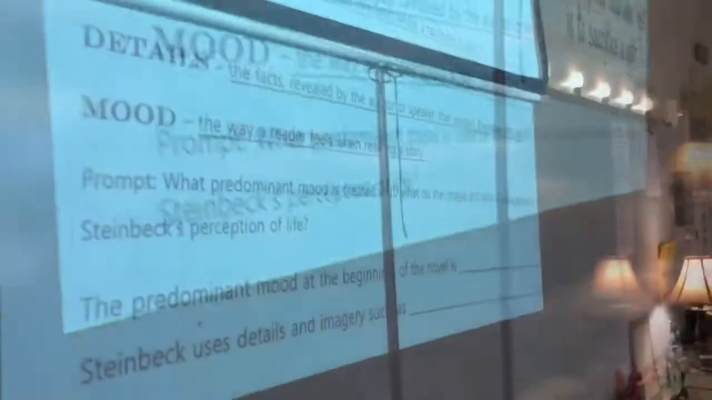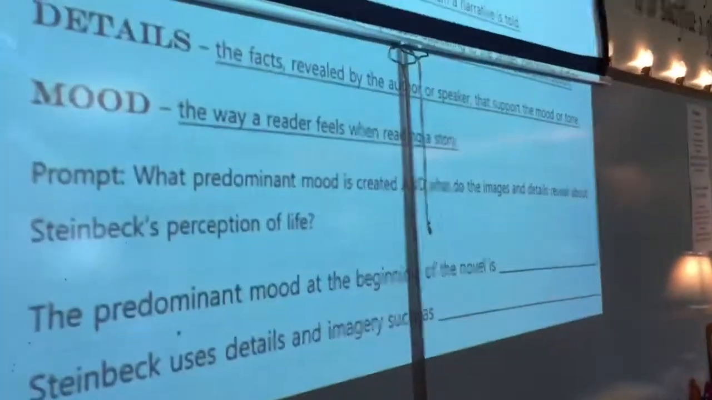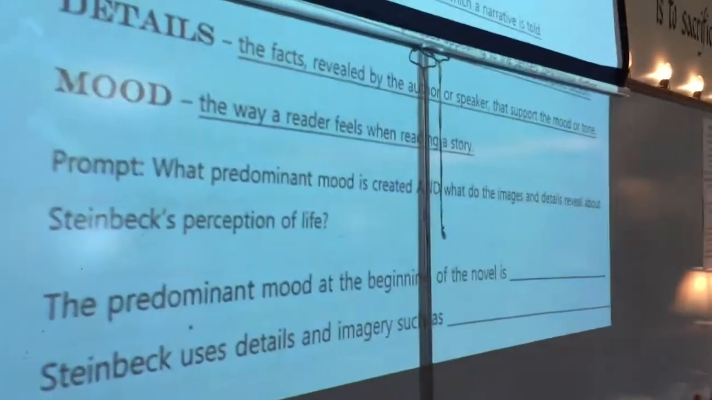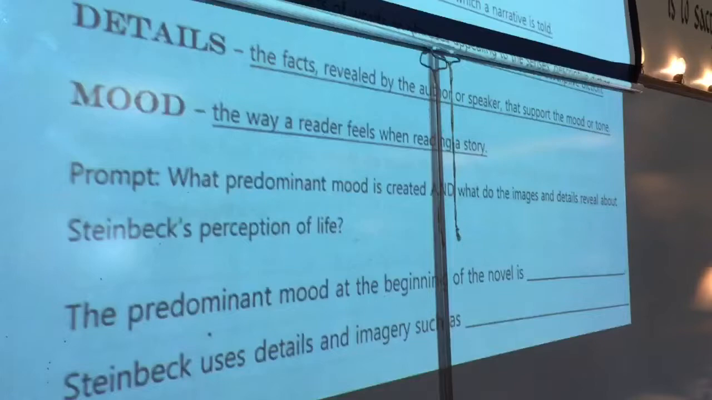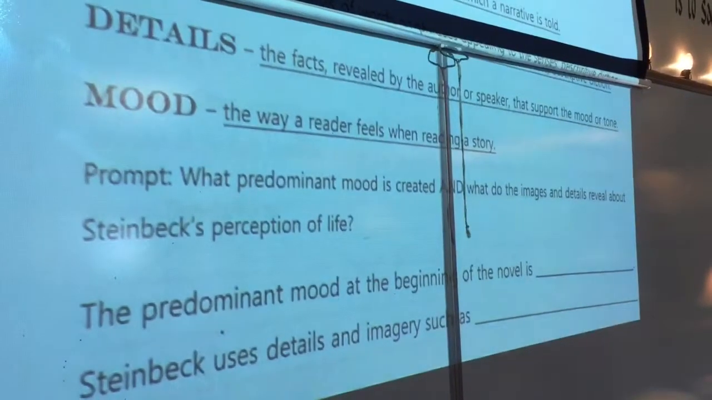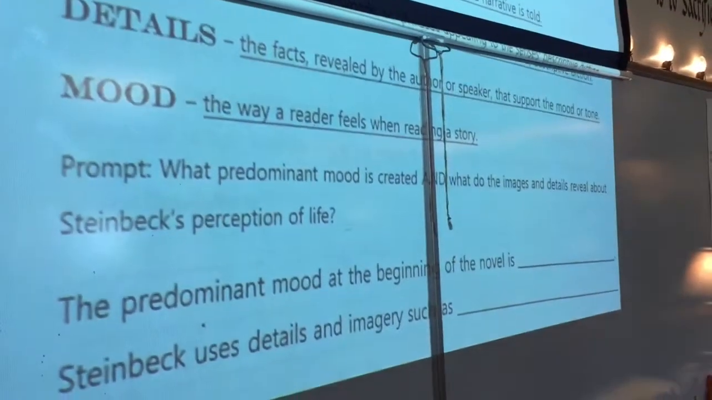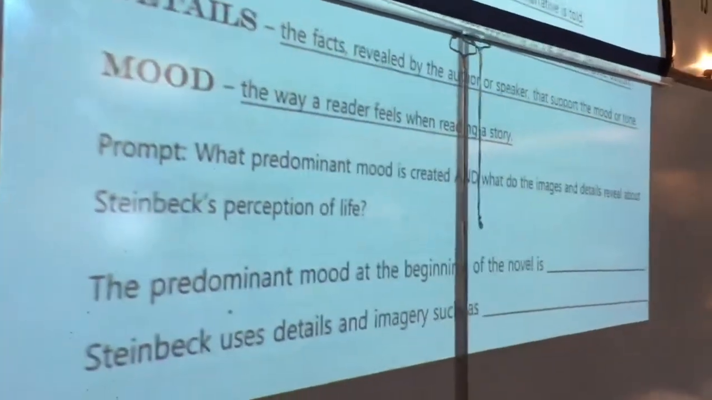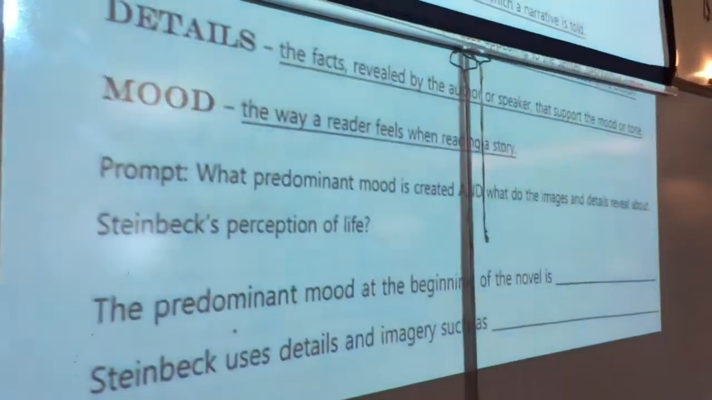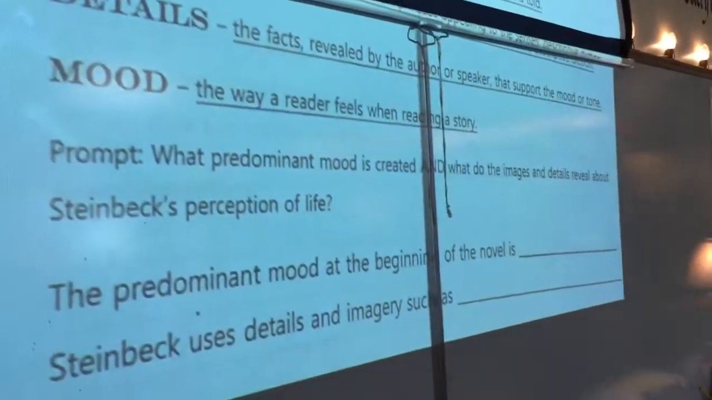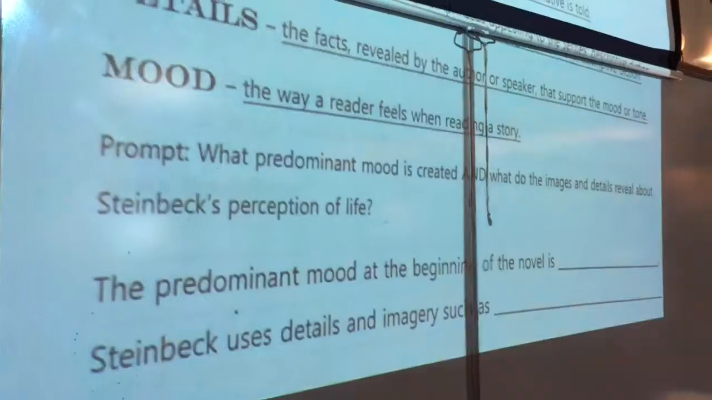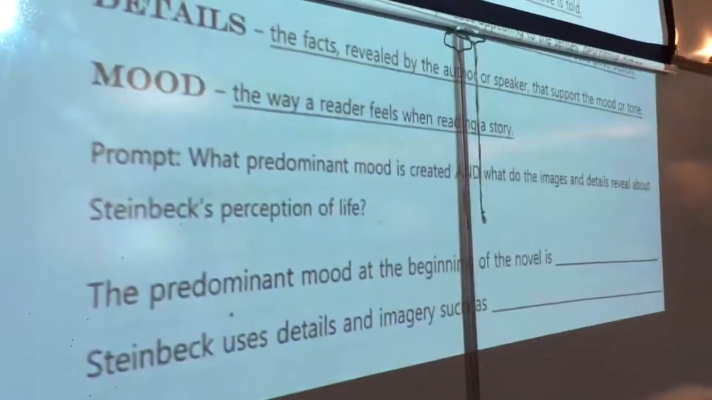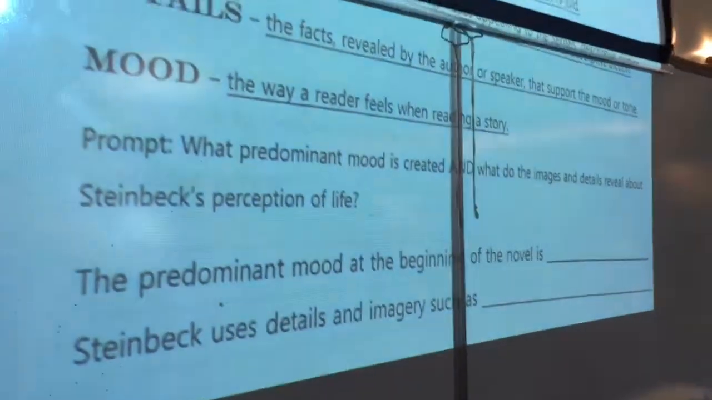All right. Tabitha, would you read the prompt? Go ahead. Where does it say that? It says right under mood, prompt. Oh. What predominant mood is created, and what do the images and details reveal about Steinbeck's perception of life? Okay, so we're looking for the mood. Okay, I want you to read the actual textual passage. And then at the end of that, I want you to tell me what mood words, and you can even start writing those down if you want to, like right under the textual passage there. Maybe write down ideas of moods that you feel as you're reading that. Go ahead and do that.